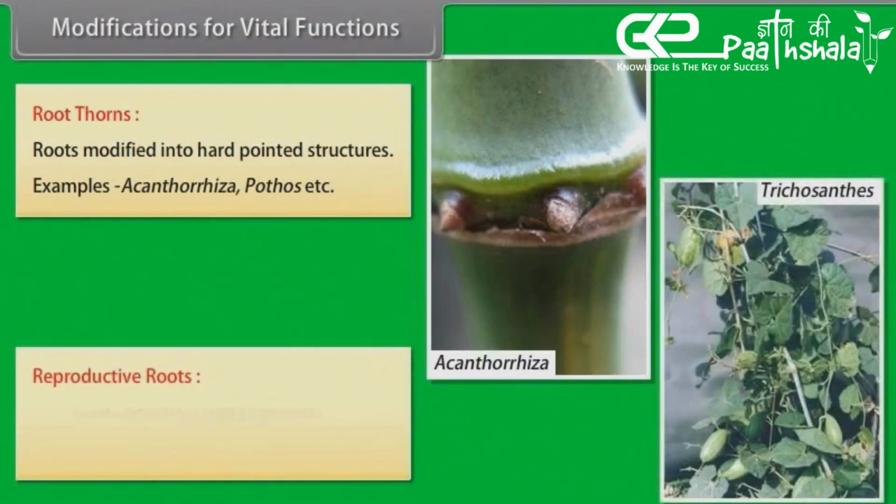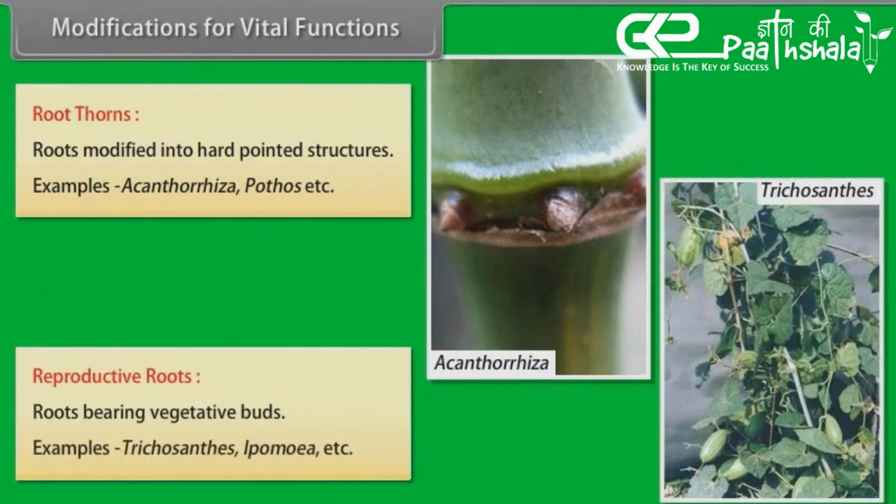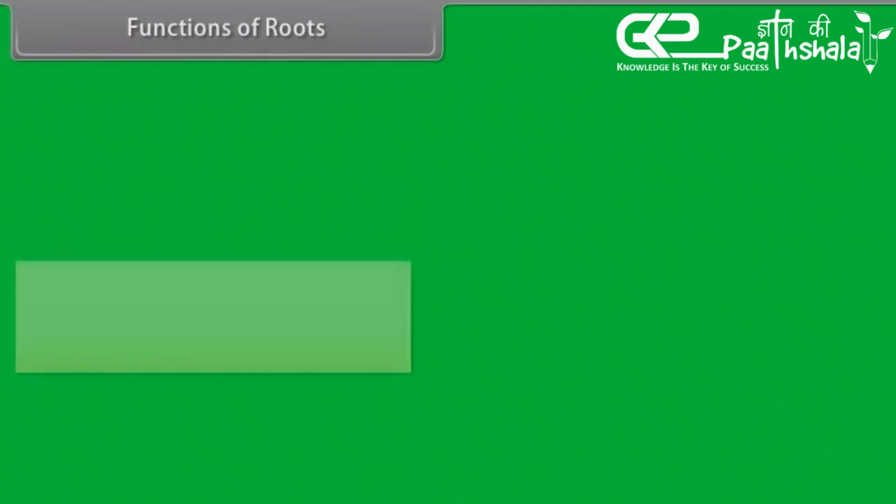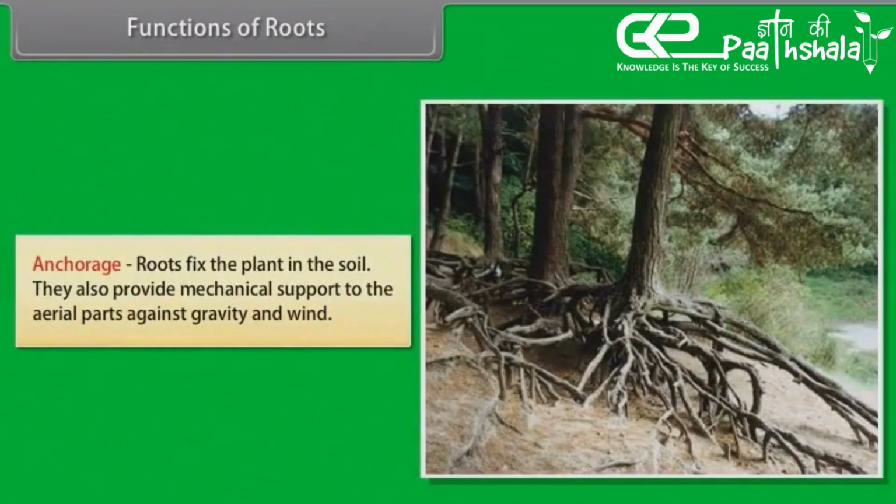Reproductive roots: roots bearing vegetative buds. Examples: Trichosanthes, Ipomoea, etc. Functions of roots. Anchorage: roots fix the plant in the soil. They also provide mechanical support to the aerial parts against gravity and wind.